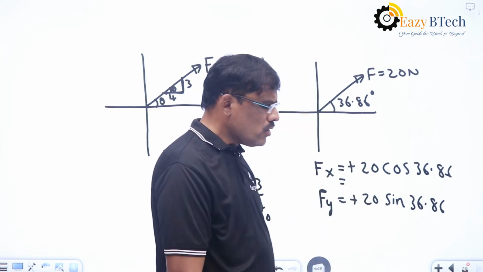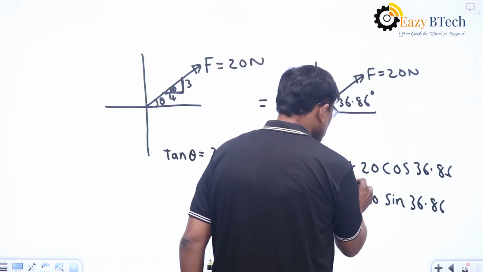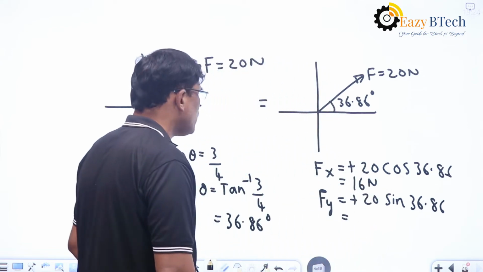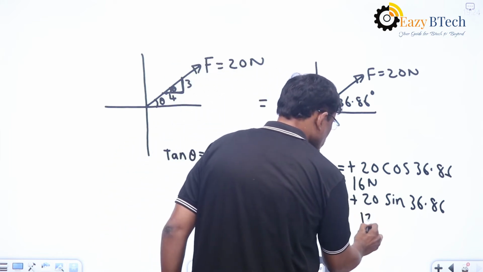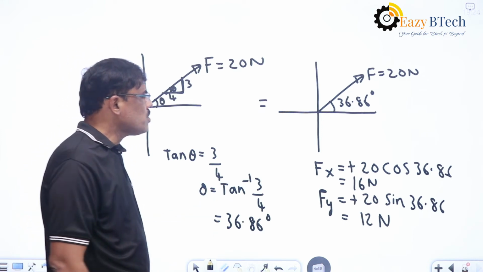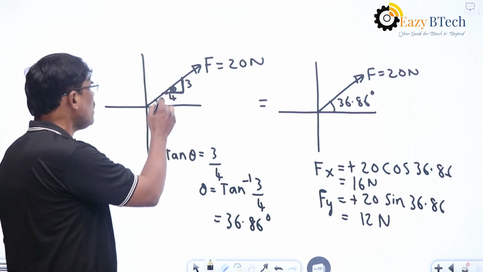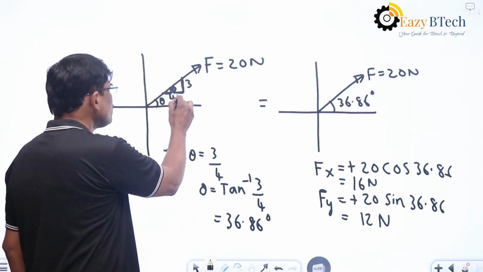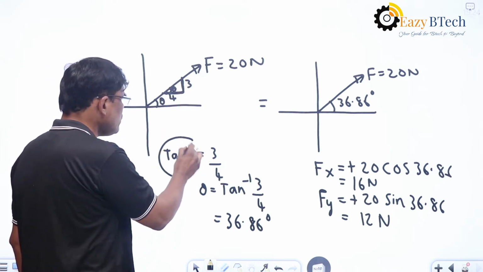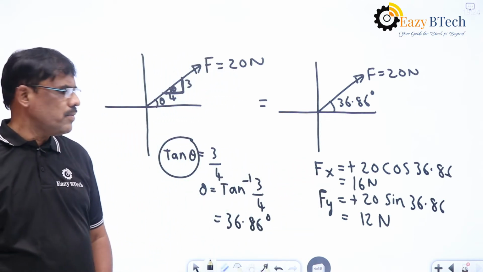And now this value becomes 16 newtons, and the other one is 12 newtons. So these are the values and both are positive. Whenever a slope notation is given like this, that means y length and x length is given, we can find the angle, then we can resolve the force into its components Fx and Fy.